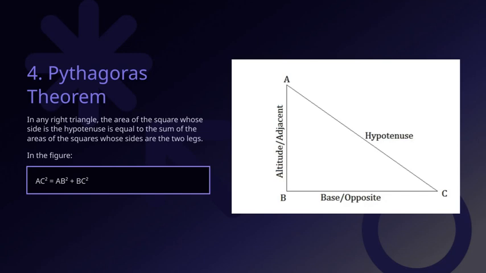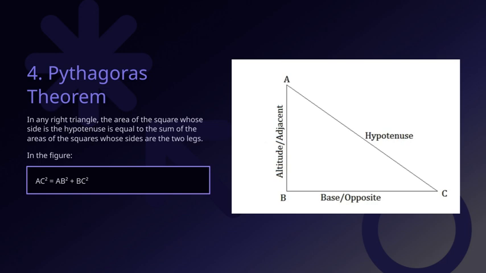The equation AC² equals OB² plus BC². This means that in any right triangle, if you construct squares on each of the sides, the area of the square on the hypotenuse, which is the side opposite the right angle, is exactly equal to the sum of the areas of the squares on the other two sides. In the figure, you can see how the square on side AC, the hypotenuse, relates to the other two.